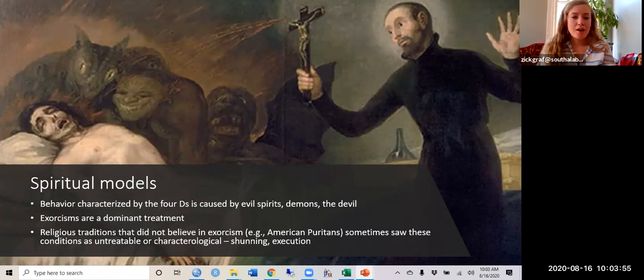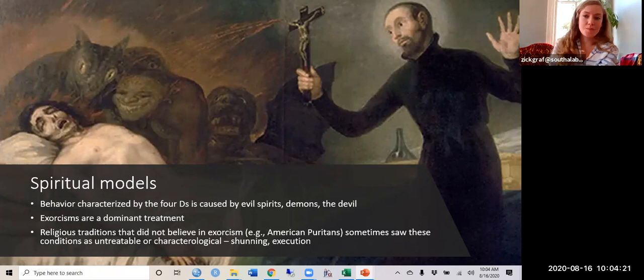However, there have been some religious traditions throughout European and American history that reject exorcism, that don't believe in it. And one example of this was American Puritans. American Puritans didn't believe in exorcism. A lot of them were Calvinist, which meant that they believed that your soul was already predetermined to be good or evil, to go to heaven or hell. So they didn't necessarily think that there was any treatment or cure for spiritual ailments.